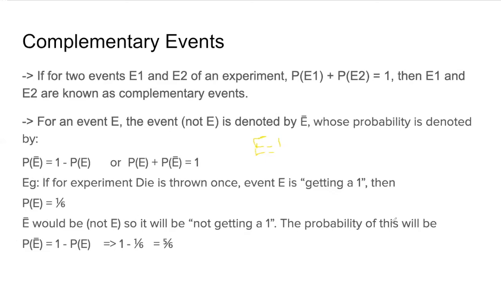The probability of this will be what? It will be 1 minus the probability of this, because when we add the probability of an event and its complement, it should be 1. So if this is 1 by 6, then for the event not E, that is E bar, the probability of E bar will be 1 minus the probability of E. So that's why we will get this.